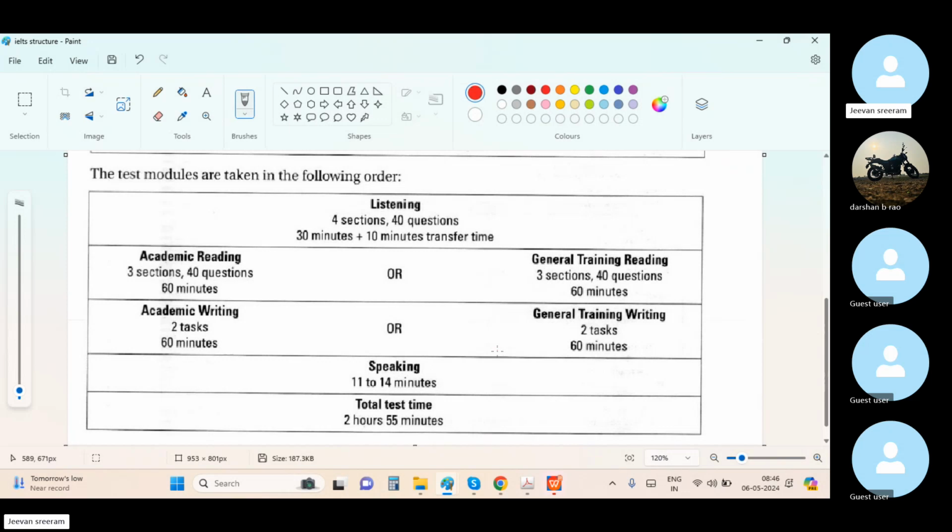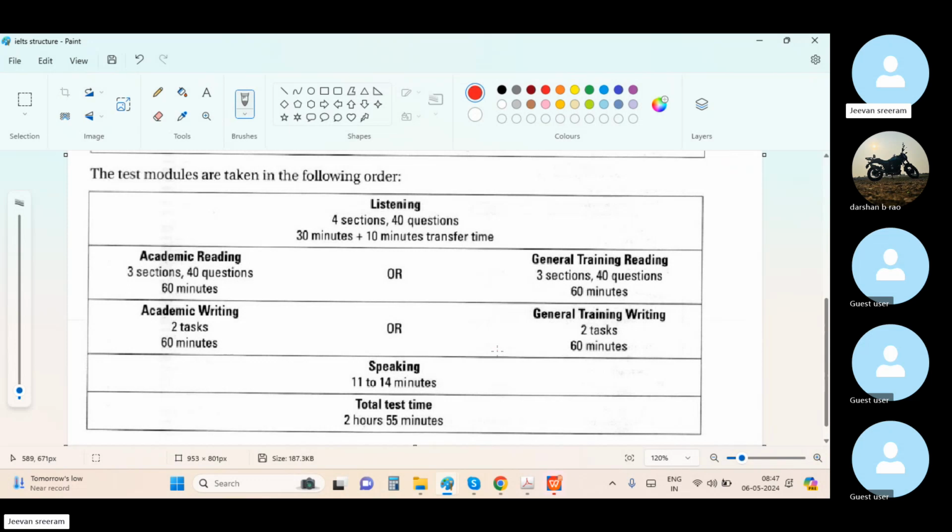Listening, reading and writing are going to be conducted at the same time. Speaking is going to be in a different session. Speaking will also be along with your academic students, even if you are a general training student. So the structure is the same. The assessment criteria are the same, right? In the case of writing and reading, the question types are the same. But general training passages are a bit easier, much easier.